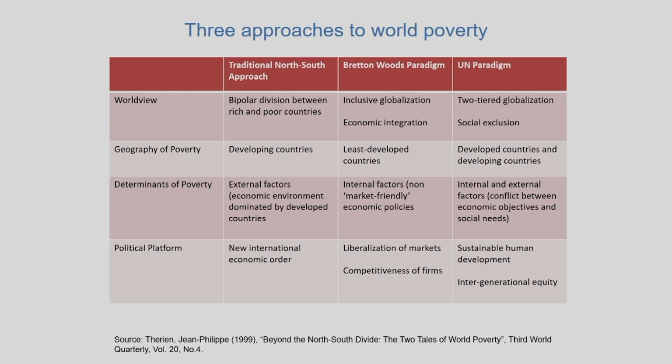In terms of the determinants of poverty, the traditional north-south approach talked about external factors, the economic environment dominated by the developed countries. The Bretton Woods paradigm talked about internal factors. The Bretton Woods paradigm basically said that the national governments in the developing countries are non-market friendly. They have left their social sector and various other sectors largely to the governments, and the governments or the states must withdraw from the markets, from the different sectors, to be able to make them more market friendly, and therefore the Bretton Woods paradigm suggested more market liberalization.